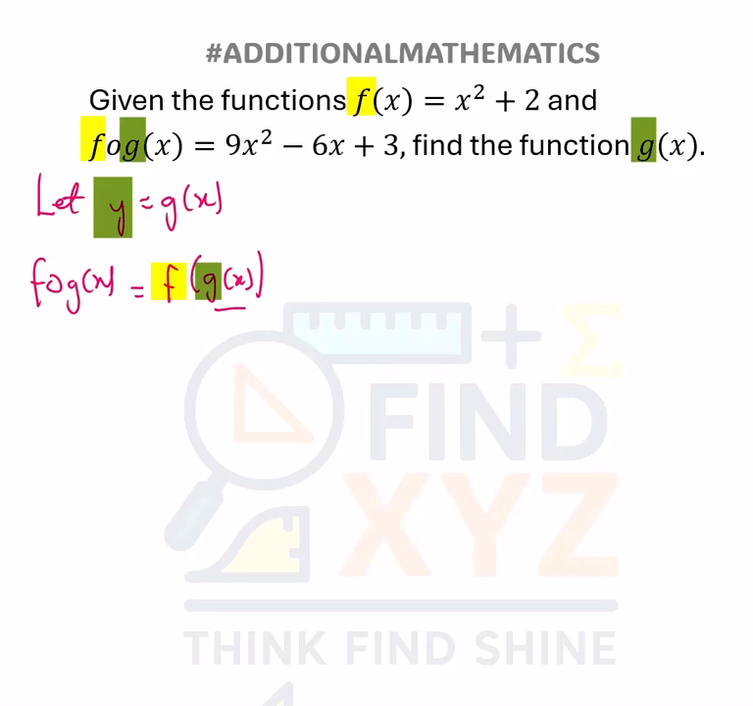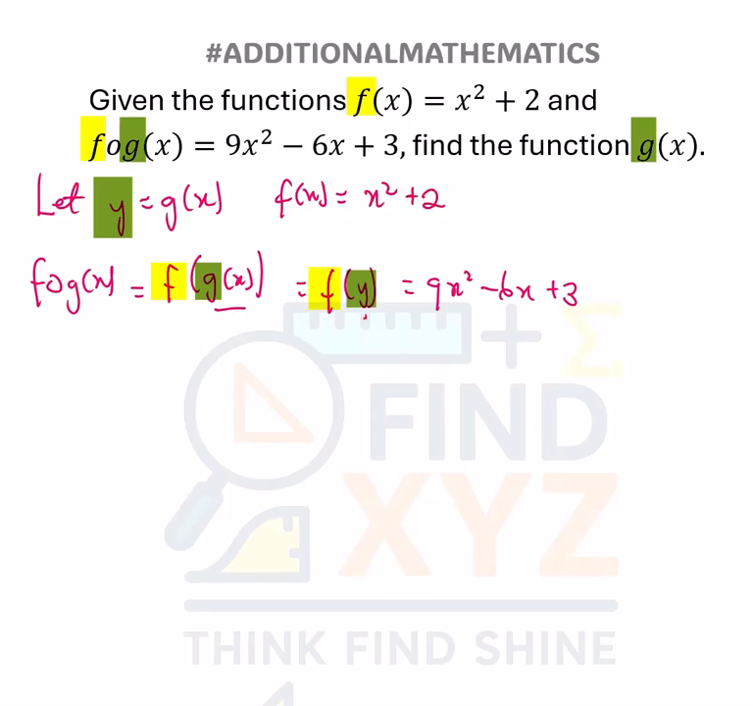Now, what is g of x? G of x is y, so I can write this as f of y. We have been given the function f of g of x, and what is that? That is 9x squared minus 6x plus 3. But watch this. We know f of x, right? F of x was given as x squared plus 2.